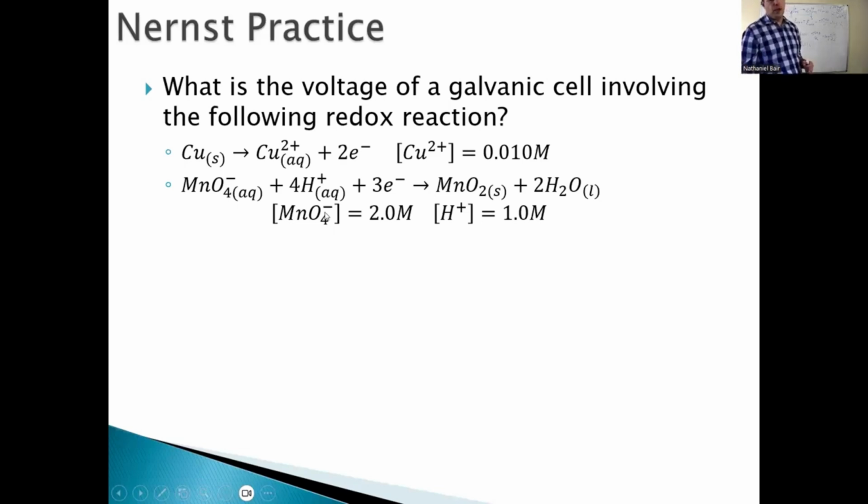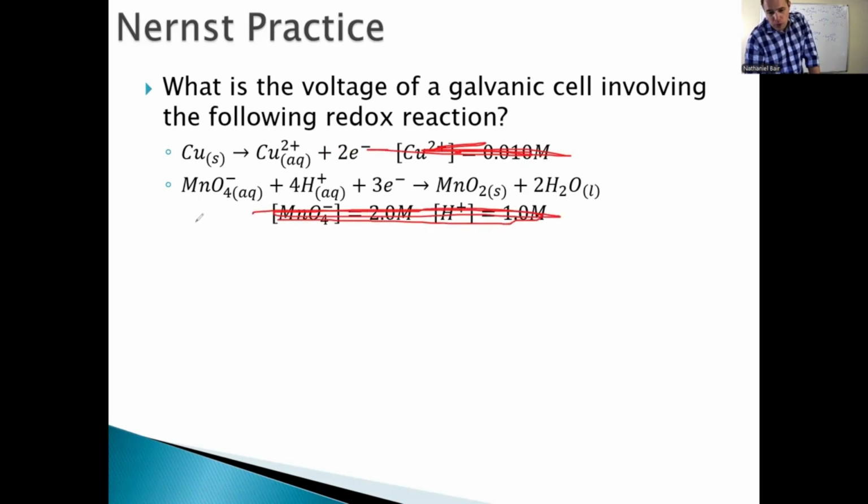If you can do this one, you're in good shape. Here's what I want. I would like you to take this redox reaction, and you're going to need your standard reduction potential table. I would like you to do a couple things. Number 1, can you get E cell standard? So let's ignore that concentration. We're going to ignore these concentrations for a minute.